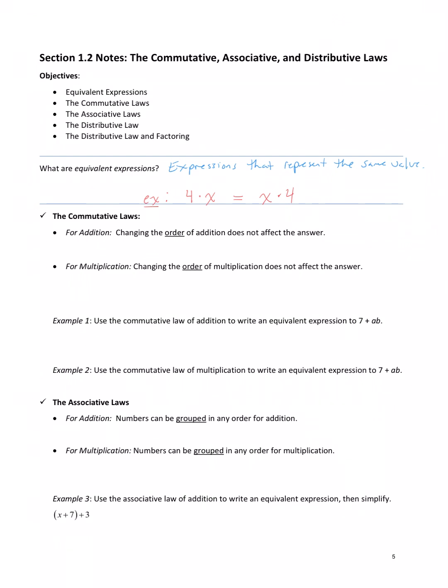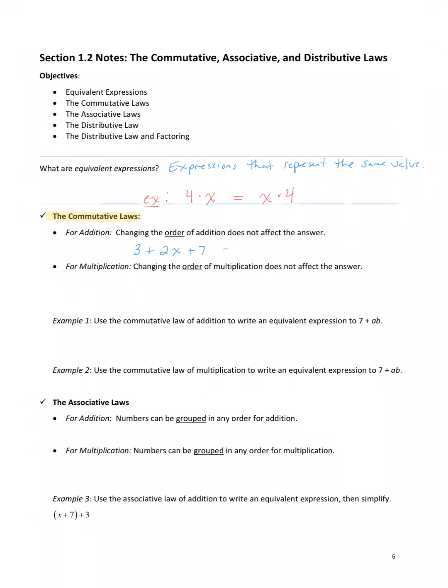Let's first look at the commutative laws. The commutative laws state that changing the order of addition does not affect the answer. Looking at an example of what that might look like. If we have 3 plus 2x plus 7, if I were to write this in a different order to add these things together, it would make it easier to simplify when we get to that part of this course.